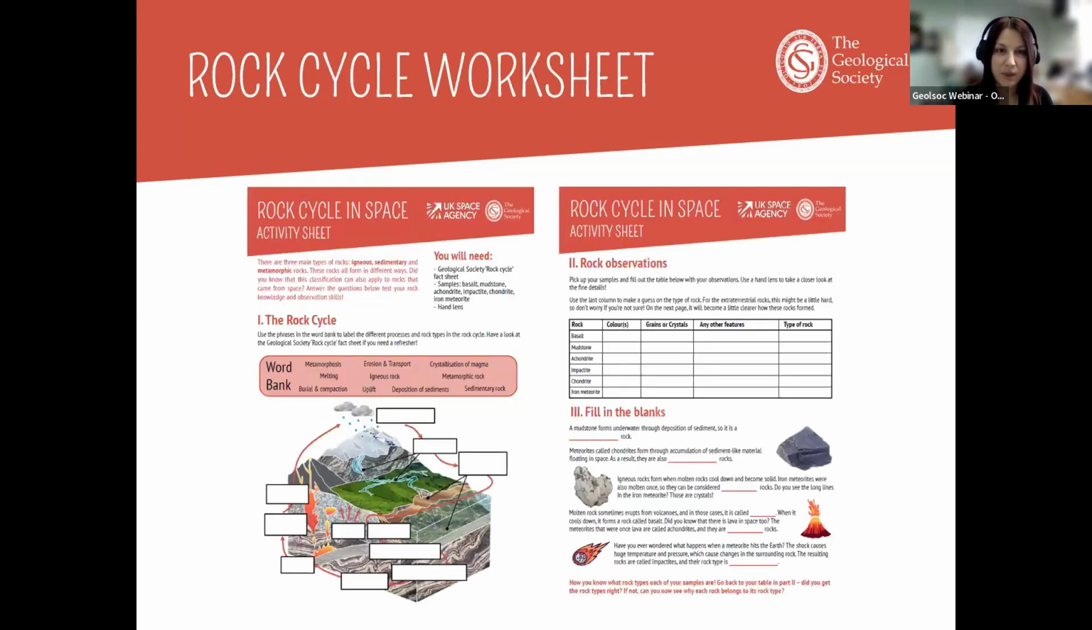Finally, some of you may be familiar with our existing rock cycle worksheet. So we've used a little bit of that as a recap of the rock cycle on the first page. Then they make some rock observations on samples from the box. And finally, a fill in the blanks exercise, in which we give a little bit of information on how meteorites form, and then we get them to think about where they might fit in the rock cycle. As I said, it's really not obvious how they fit in the rock cycle, but hopefully this will get them to think a bit creatively about how rocks form.